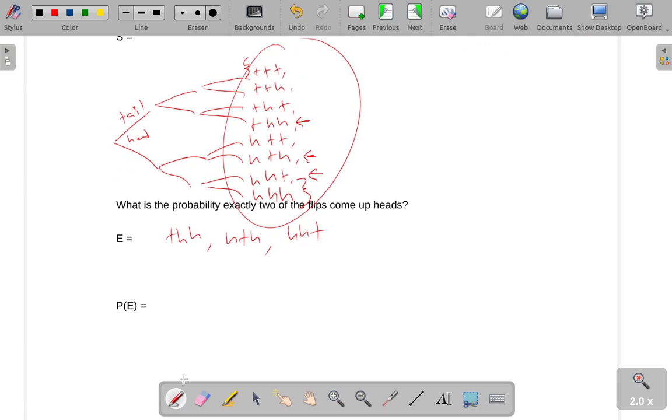So, in any case, if we're trying to figure out the probability of getting exactly 2 heads, well, the size of E, there are 3 outcomes in my event where I got exactly 2 of the coins coming up heads, and there were 8 total outcomes. Let me write this like this: n of E over n of S, which is 3 over 8. The probability I get exactly 2 of the coins coming up as heads is 3 over 8.